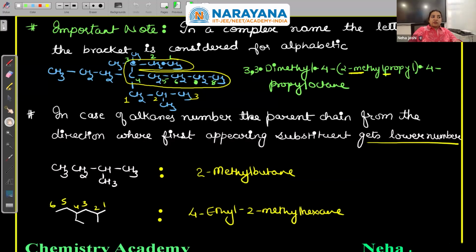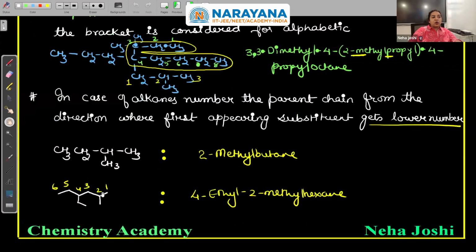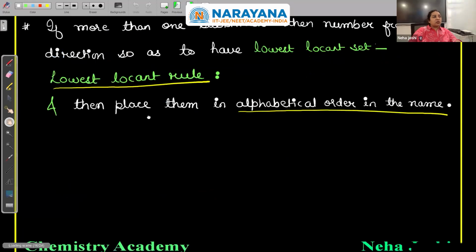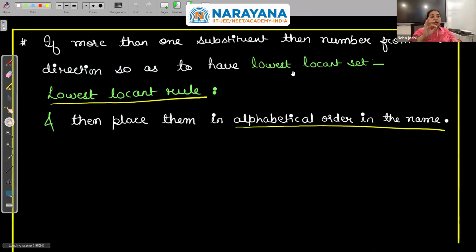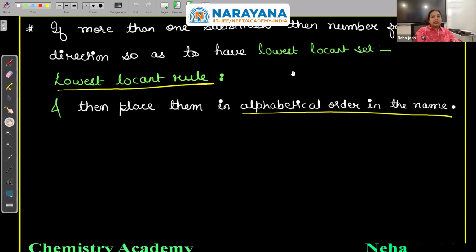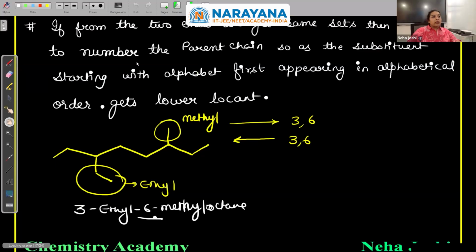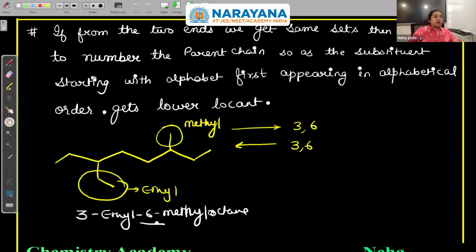Okay. In case of numbering, always select the starting end from where you get the lower position or the lower locant possible for all the substituents. And only the locant rule has been in existence for the last 20 years. There is nothing like the lower sum rule. Okay, there is nothing like that. Only you have to use the lower locant rule. Is that clear?